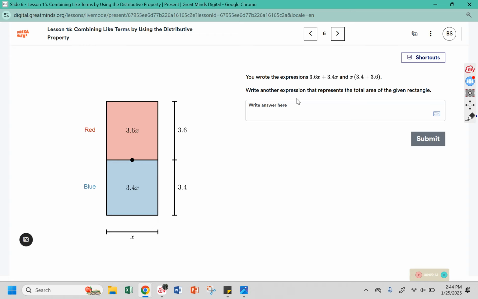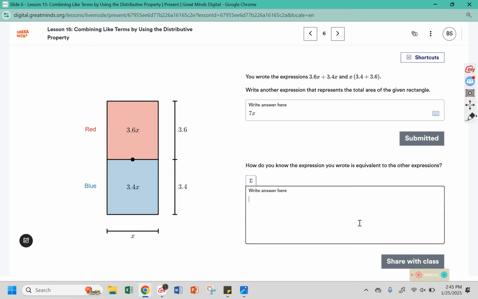I wrote these. Write another expression that represents the total area of the given rectangle. Well, if I add 3.4 and 3.6 together, 3 plus 3 is 6. 0.4 and 0.6 make another whole, so this is 7 times x. The height is 7 and the base is x, so 7 times x. I know this because 3.4 plus 3.6 equals 7. So x times 7 is the same as 7x.